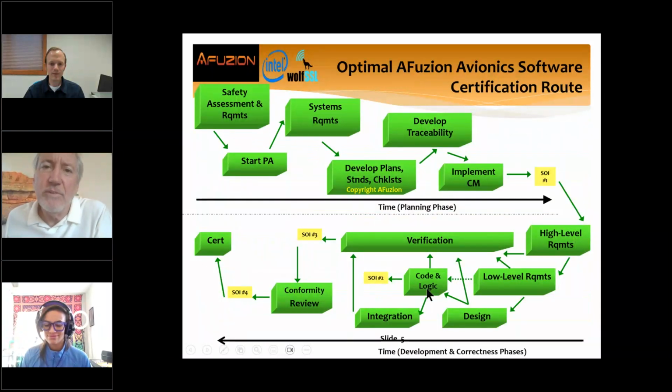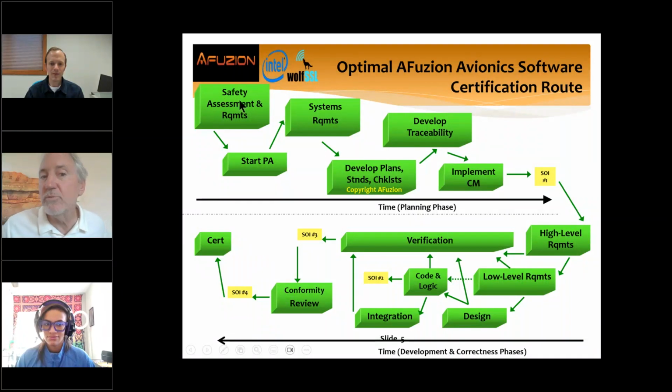Now, this is AFuzion's opinion. We're the world's largest aviation services company. It's not the FAA or EASA's opinion. We teach FAA and EASA, but this is AFuzion's opinion of the ideal, optimum, straight line, most effective certification route. You start with a safety assessment, start your process assurance. That's QA at the system level. You build system requirements. That includes your Intel hardware, your boot up. Then you have plans, standards, checklists. Most companies use the AFuzion templates for that.